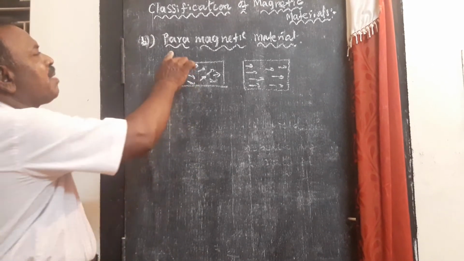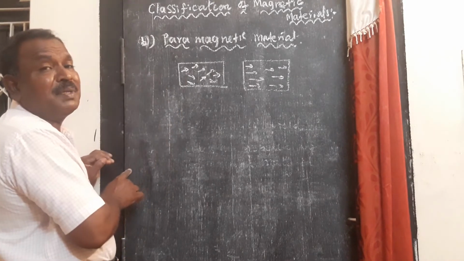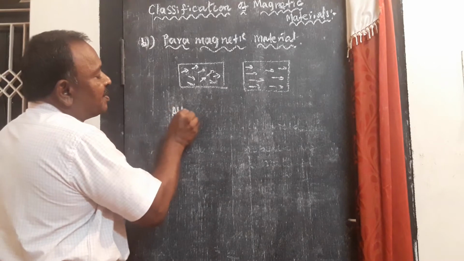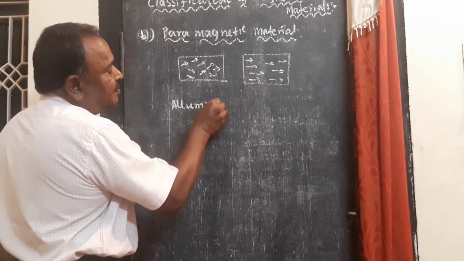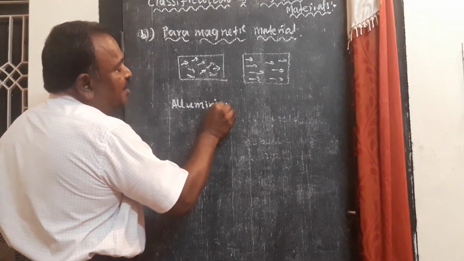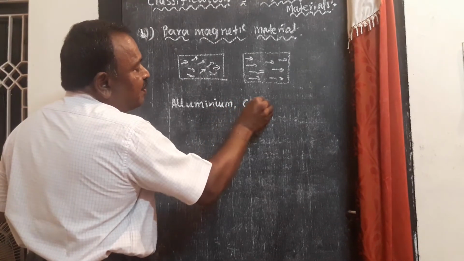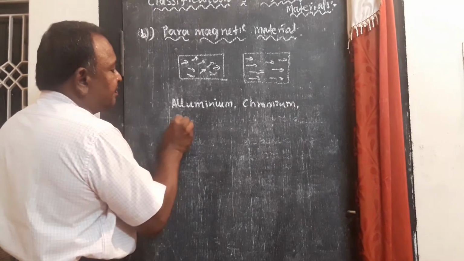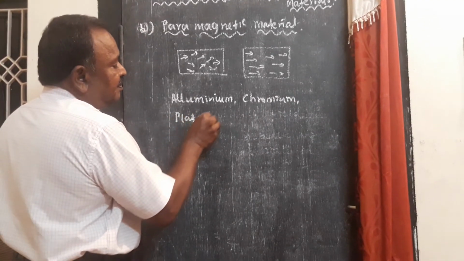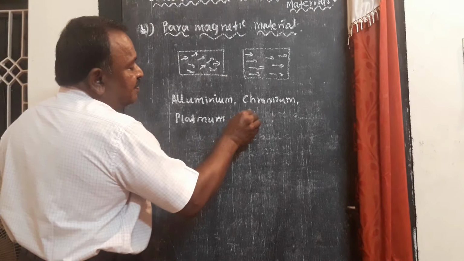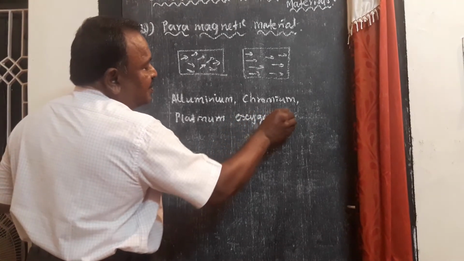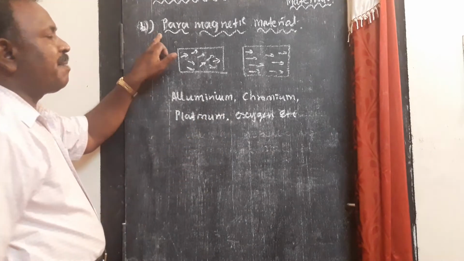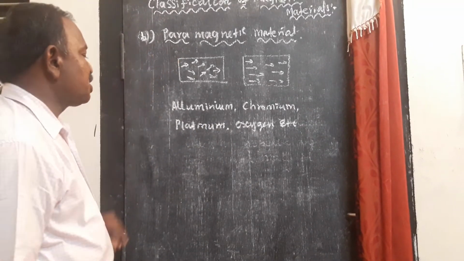So what are the magnetic properties? What are the examples for paramagnetic material? Aluminium, chromium, platinum, oxygen, etc. are the examples for paramagnetic material. So what are its properties?